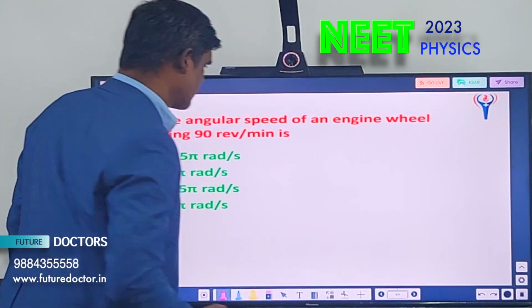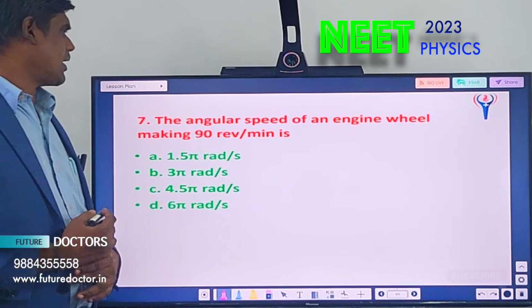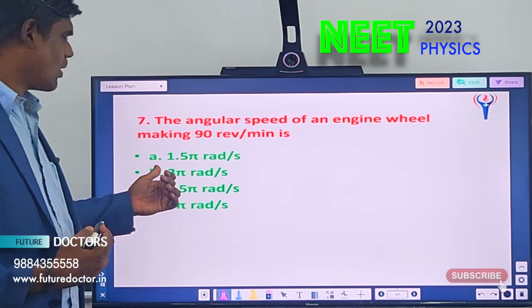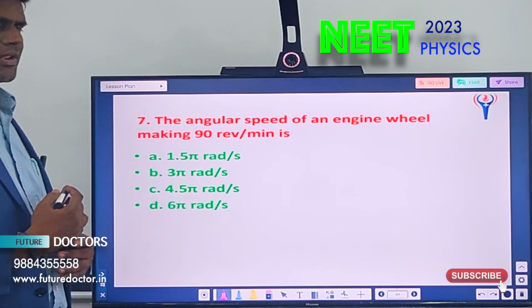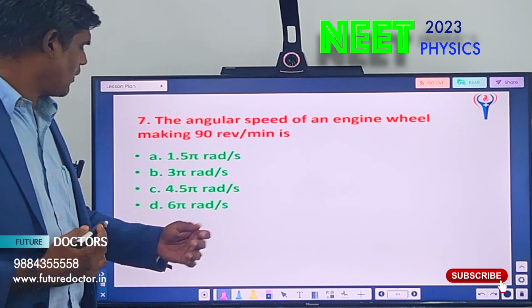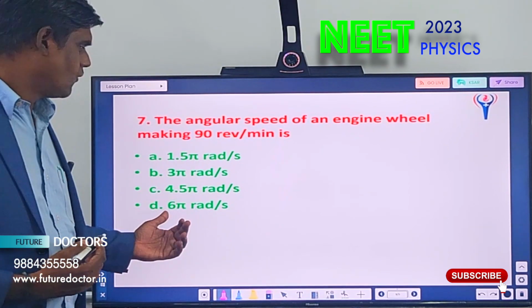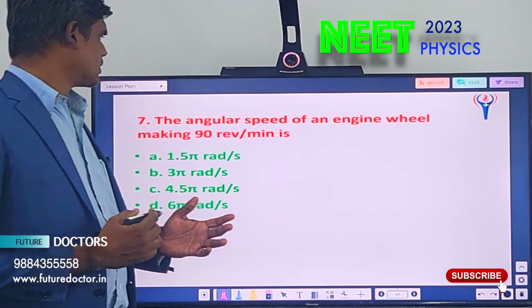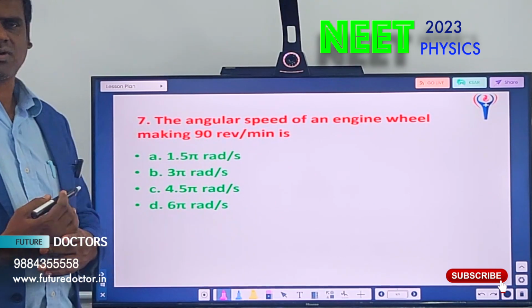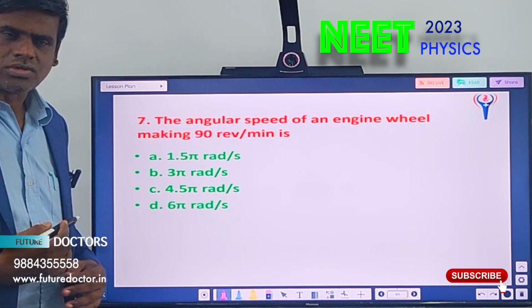Let's move to question number 7. Angular speed of an engine wheel making 90 revolutions per minute is dash. A option 1.5 pi radian per second. B option 3 pi radian per second. C option 4.5 radian per second. Last option 4 pi radian per second. Here you should know the relation between angular speed and revolutions per minute, which means the frequency. By knowing that, you can find the solution for this question.